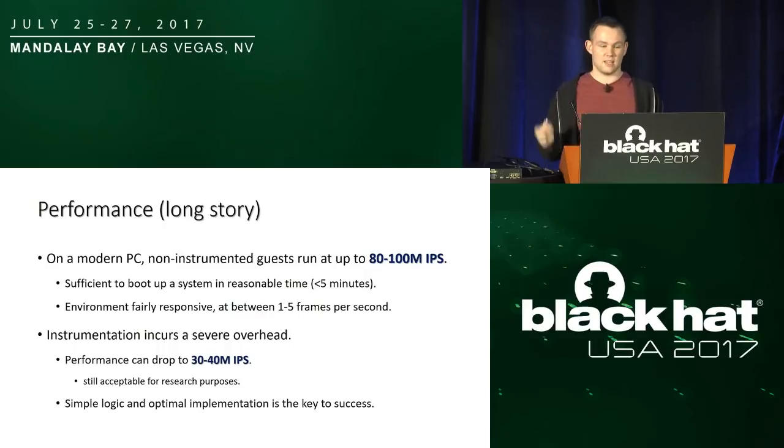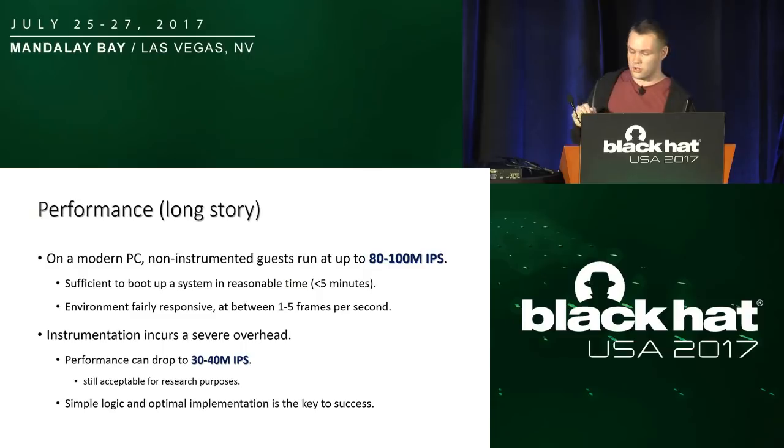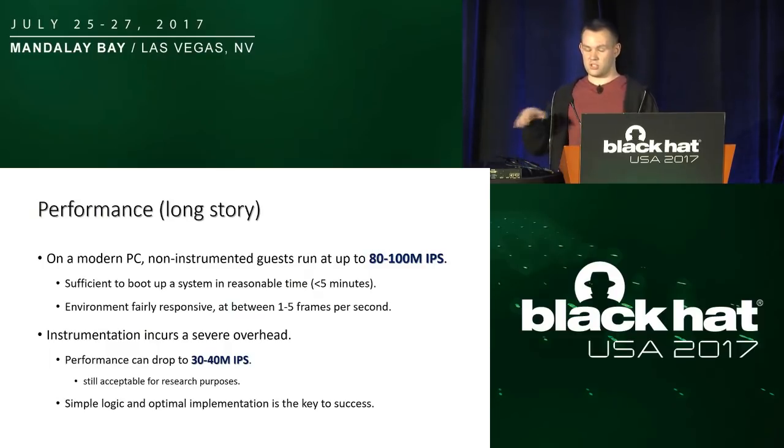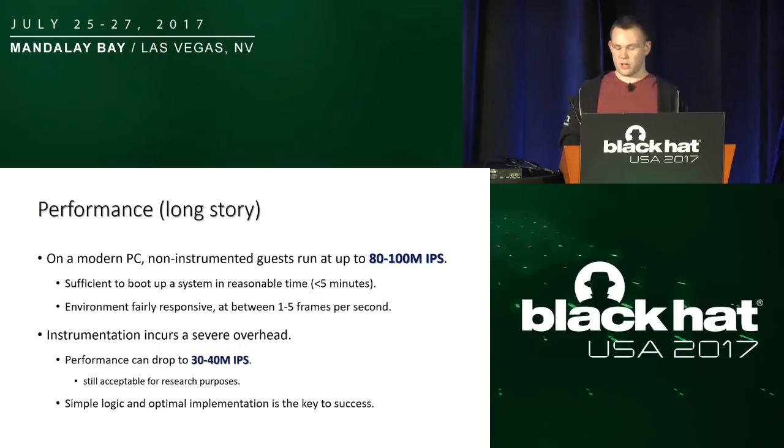In my case, in case of Bochspwn Reloaded, the performance drop was to around 30 to 40 million IPS, which was still kind of acceptable for research purposes, so I can still interact with the system and get some visible results. But when interacting with Bochs, we actually have to put a lot of effort into making sure that the logic that we're implementing in the instrumentation is as simple and as fast as possible.